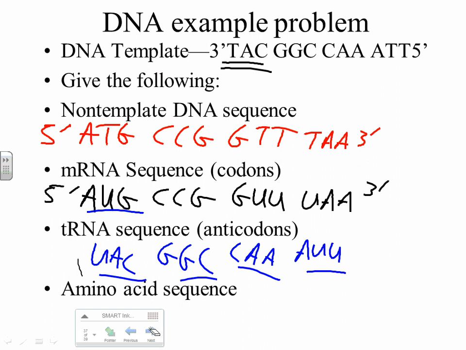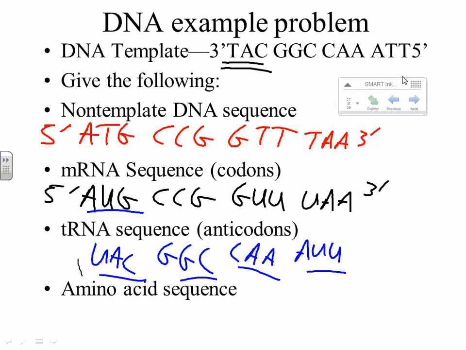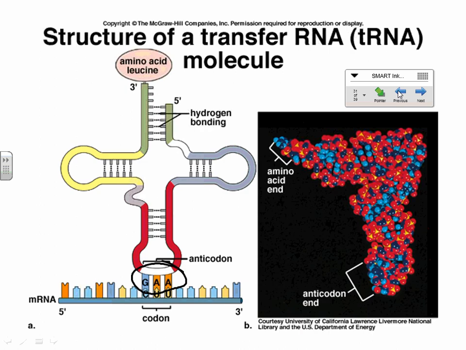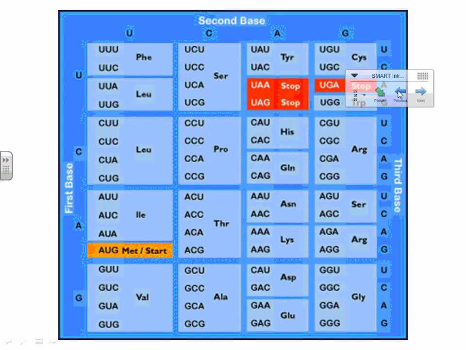And then the final thing I'm asking you to do on this is to find the amino acid sequence. And to do that, we've got to go back to the table, right? So I'm going to write the sequence of the mRNA, which is what we're going to base that on, over here on the board: AUG, CCG, GUU, and UAA. And we're going to use that mRNA sequence with the table. So let's back up to the table. And there we go. So we look up AUG. First base A, second base U, third base G, puts us right here. Methionine. So our first amino acid is methionine.